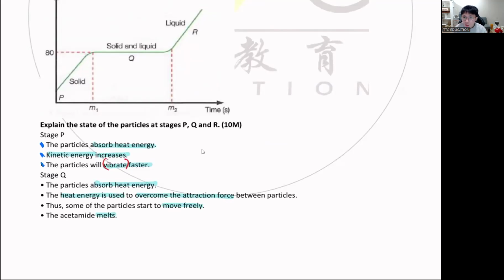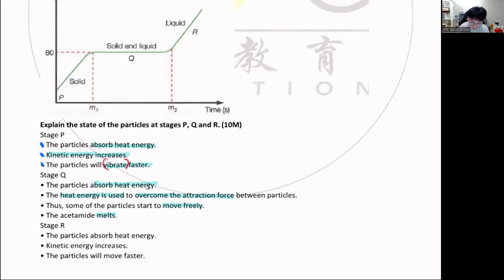Okay, and I will say stage R, the liquid stage will be easier. Because you can refer to stage P, very similar to stage P. But of course, don't use the word vibrate anymore. Here we can say move faster. Same as stage P. You see, exactly the same as stage P, and you get marks for writing out the same sentence. So don't be surprised that you see 10 marks, 12 marks, okay? It's the same.